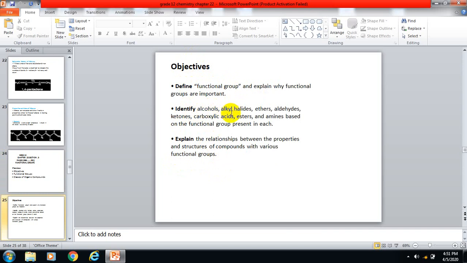Identify alcohols, alkyl halides, ethers, aldehydes, ketones, carboxylic acids, esters, and amines based on the functional groups present in each, in this section. Explain the relationship between the properties and structure of compounds and various functional groups.